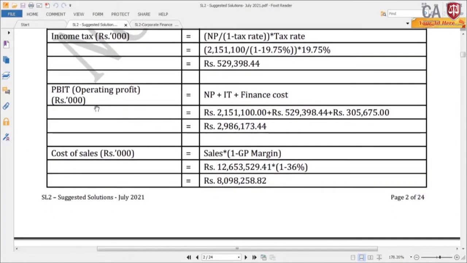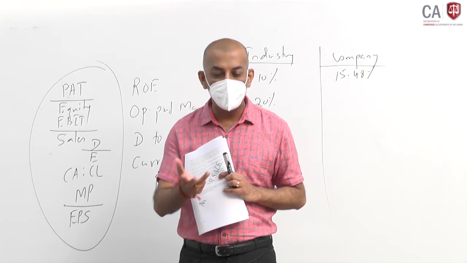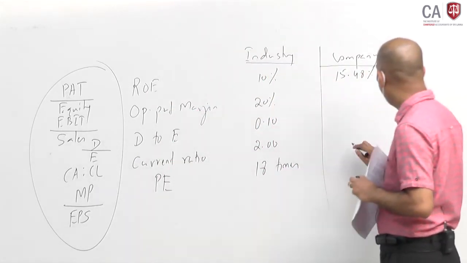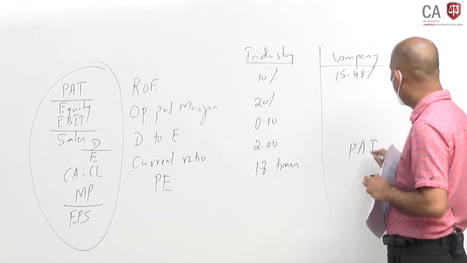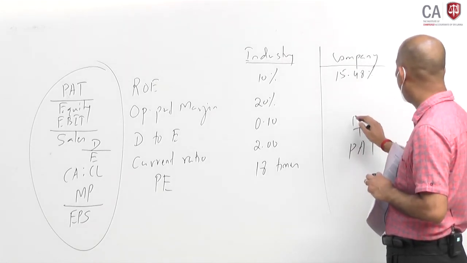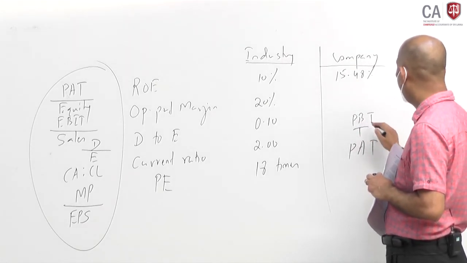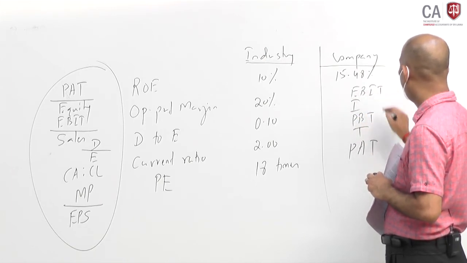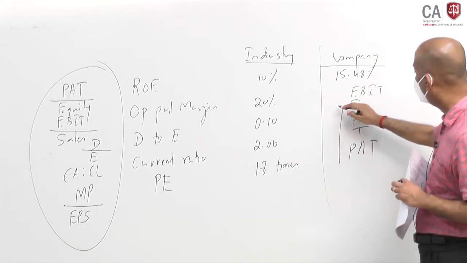Now we come back to the EBIT. EBIT is net profit we calculated earlier, 2.1 billion, and finance cost is given, 305 million, and income tax we calculated, 529 million. So when you add all these three, you are going backward. You start from your profit after tax, then you add the tax, then you get your profit before tax, then you add interest, then you get your EBIT. So actually we are going backward.